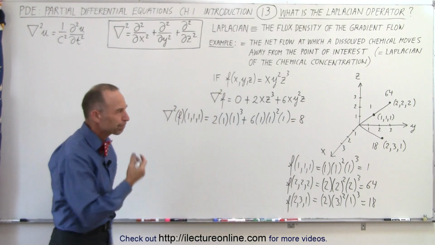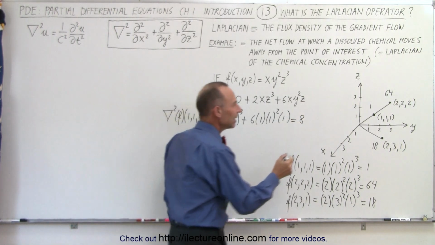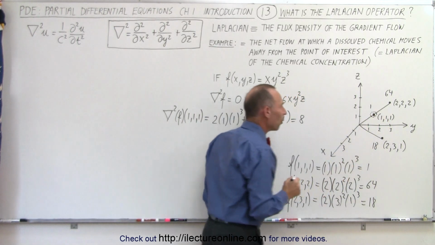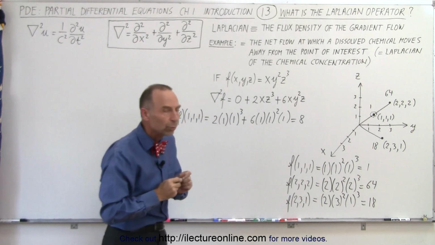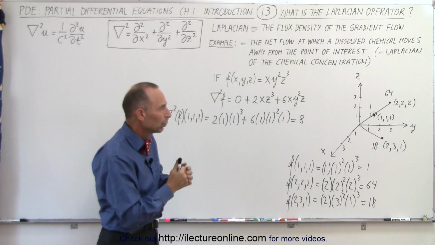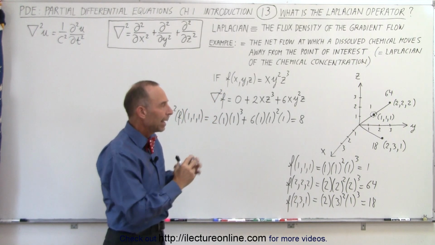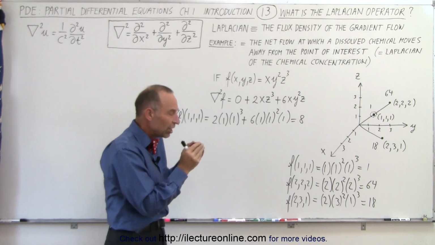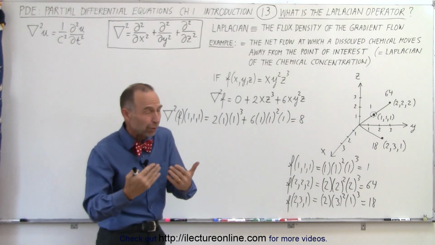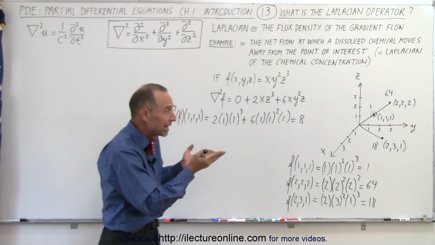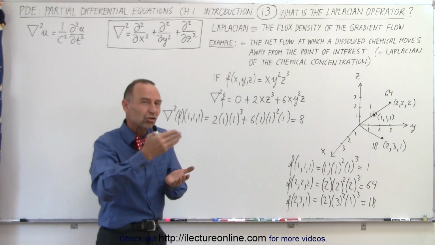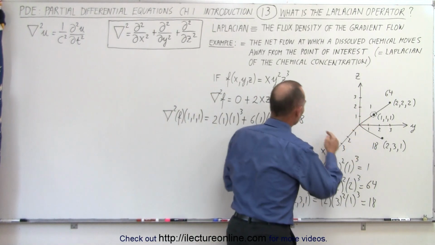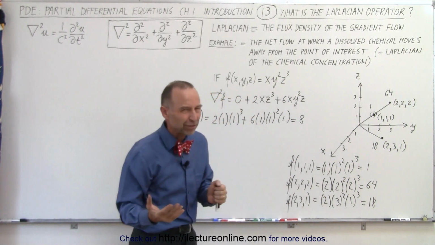What does that mean? Well, that means that if we draw a little sphere around that point where x, y, and z are equal to 1, 1, 1, and the function is equal to 1, and we want to see how quickly the change in the function changes as we move out, because it's the second derivative. The first derivative gives us the gradient, and the second derivative gives us the change in the gradient as we move out. And the average change in all directions adds up to 8. That's what that physically means.